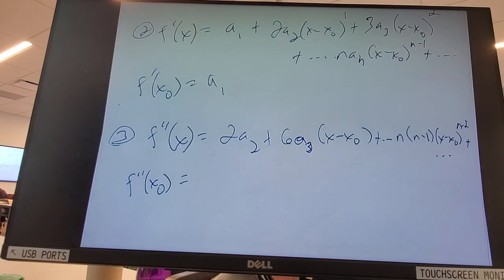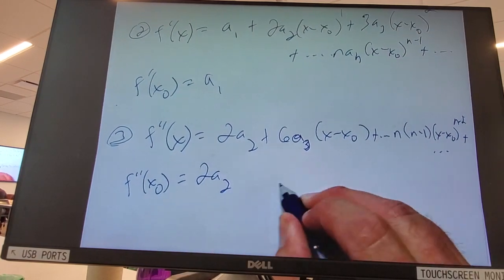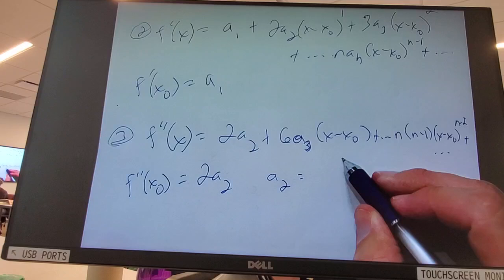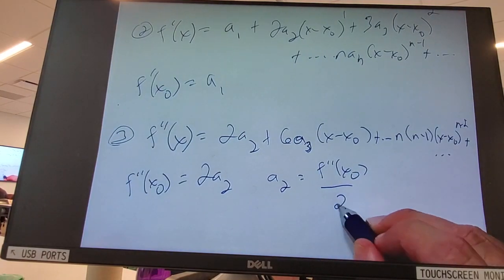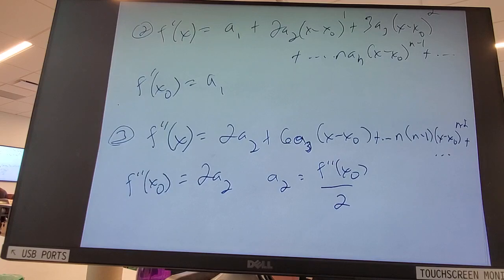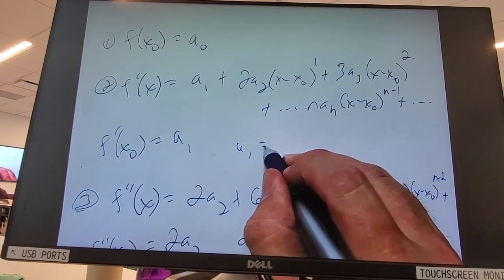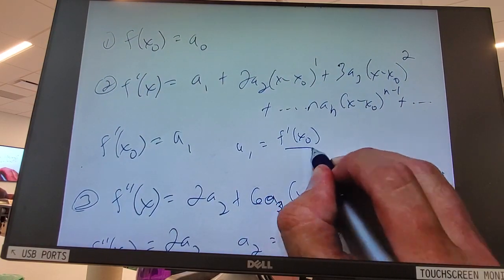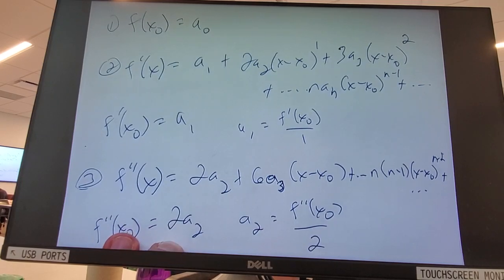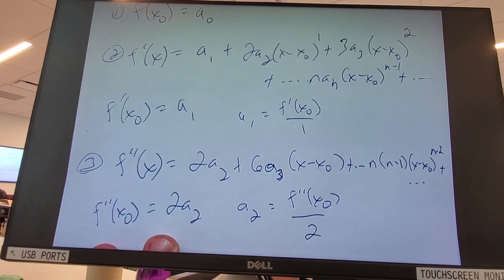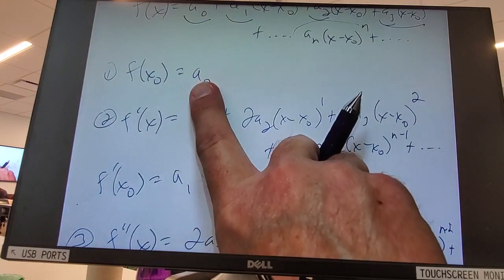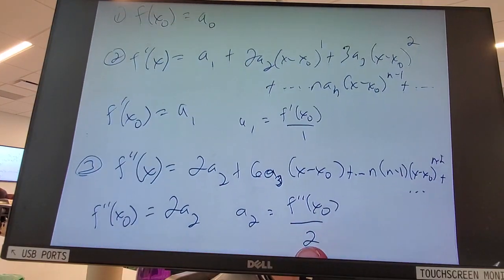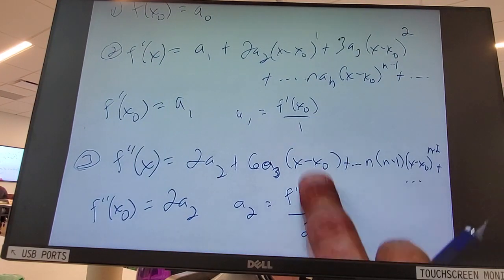So, what is f double prime of x naught? 2a2. So what is a2? F double prime of x naught divided by 2. Yeah. What is a1? The first derivative of x naught divided by 1. So we're starting to see a pattern. I don't see how this guy fits in yet, but we will. At least these two hold to this. This is hopeful. I'm hopeful.